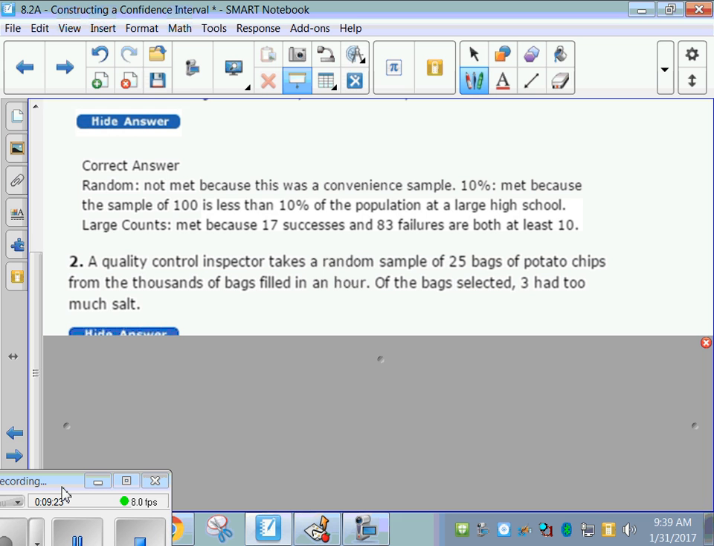And then we have to do large counts. So we got 3 bags with too much salt out of our 25. So how many did not have too much salt? 22. So 3 and 22 have to be greater than or equal to 10. Uh-oh. 3 is not greater than or equal to 10. So do we have large counts? No. All right.